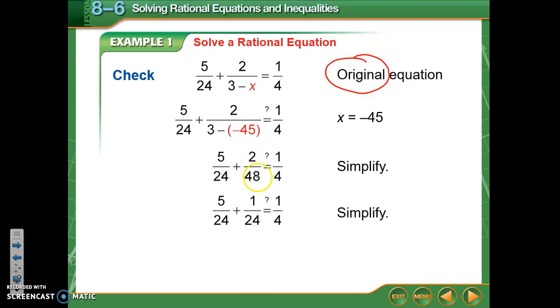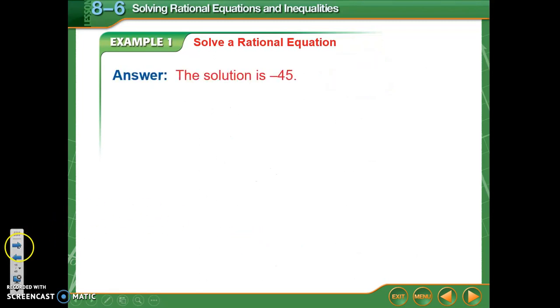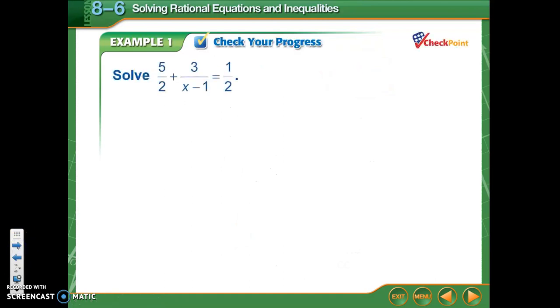I get 2 over 48, which reduces to 1 over 24. When I add those together, I get 6 over 24 on this side. And 6 over 24 does reduce to 1/4, so that solution is correct. So the solution is negative 45. So here's one for you to try that is very similar.